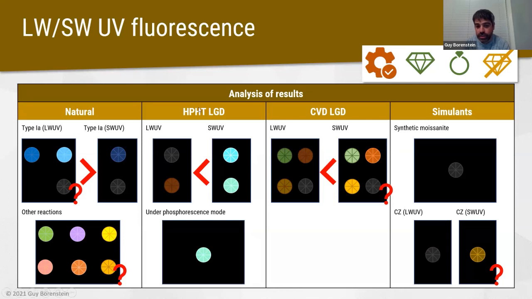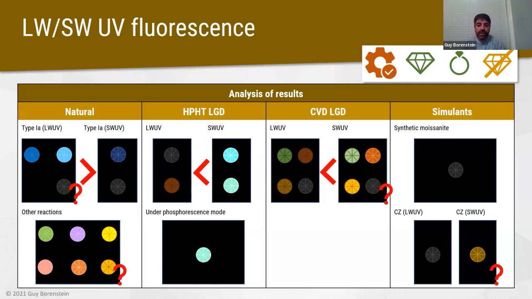If we are looking at HPHT, short wave is always stronger than long wave. If we turn off the light, we will see it continue to phosphoresce. CVD, same thing. Short wave stronger than long wave, but these colors are also similar to the natural colors that can be found. These and these are actually identical. And also the ones that are not glowing still are not giving us the answer.